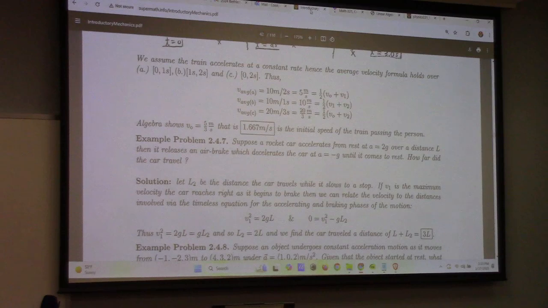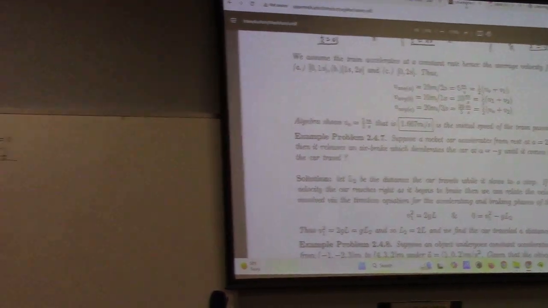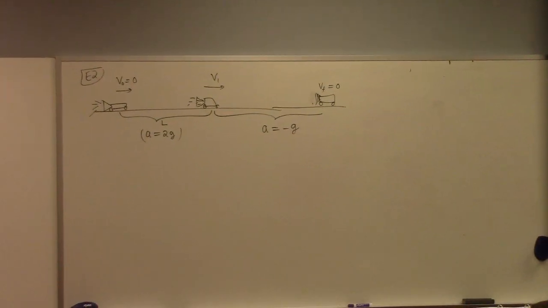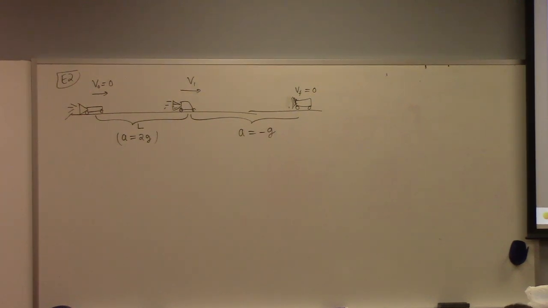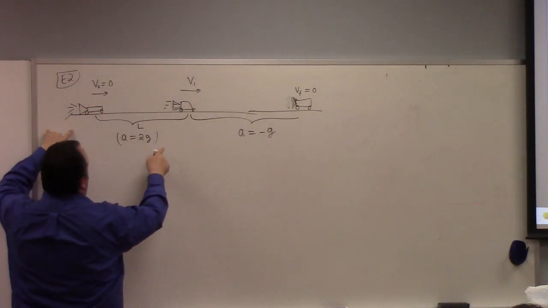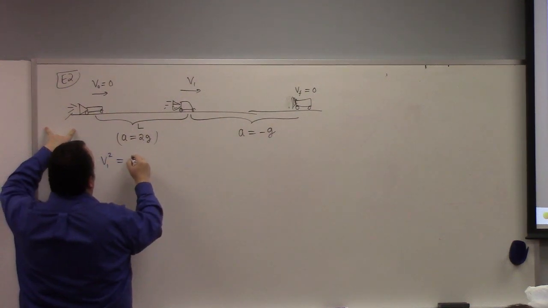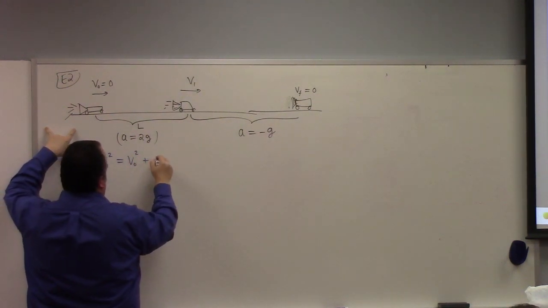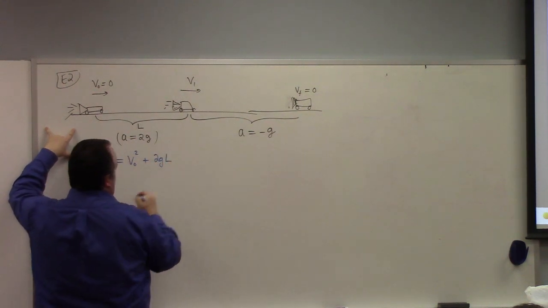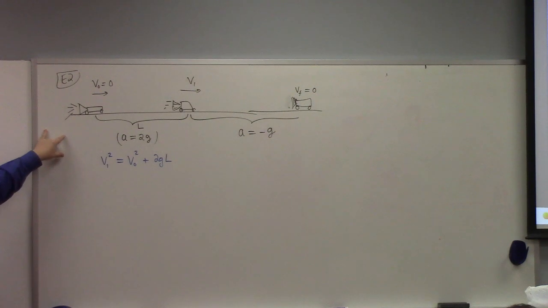So how would you solve such a problem? It's got two steps, right? They're both constant acceleration. So we should probably use the constant acceleration formulas for this one. So let's do that. We know L too, right? So for this first step in the journey, we can say v1 squared is equal to v naught squared plus 2g times L, right? That's the timeless equation for the first step in the journey.